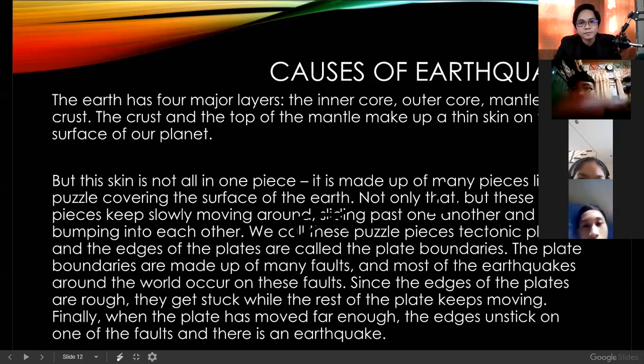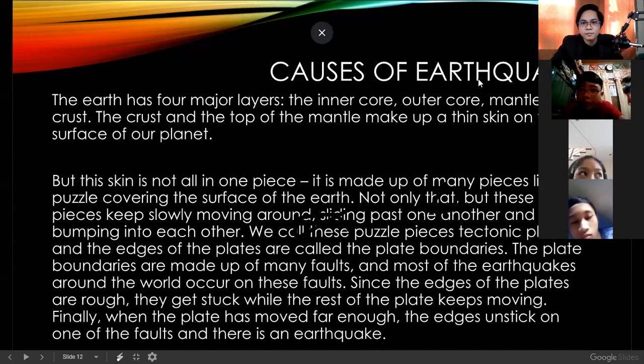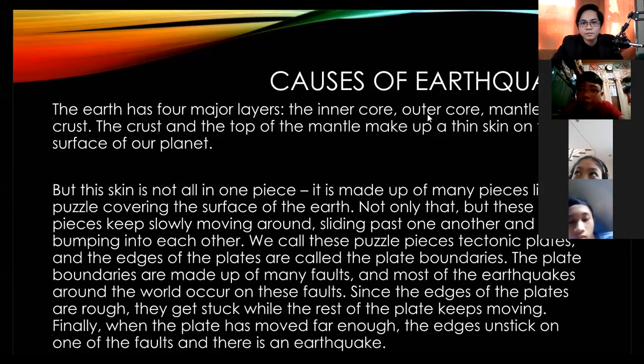The Earth has four major layers: the inner core, outer core, mantle, and crust. The crust and the top of the mantle make up a thin skin on the surface of our planet. Correct. But this skin is not all in one piece. It is made up of many pieces, like a puzzle covering the surface of the Earth. Not only that, but these puzzle pieces keep slowly moving around, sliding past one another and bumping into each other. We call these puzzle pieces tectonic plates, and the edges of the plates are called the plate boundaries.